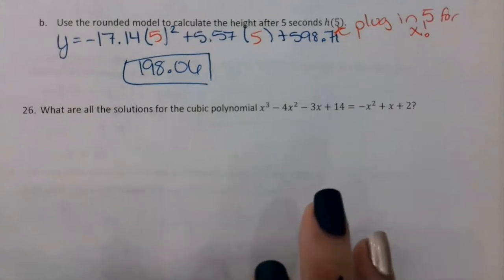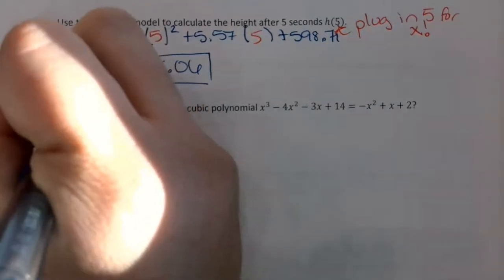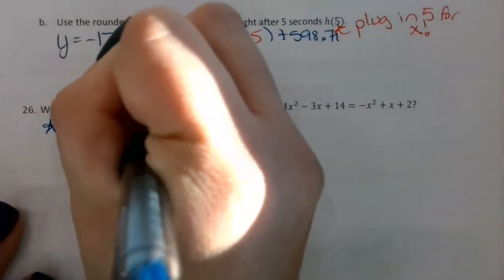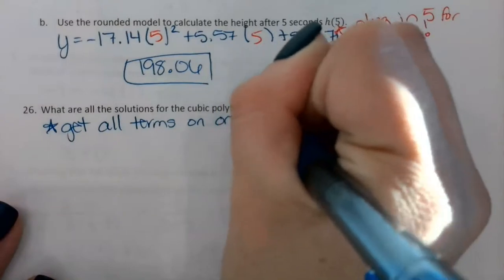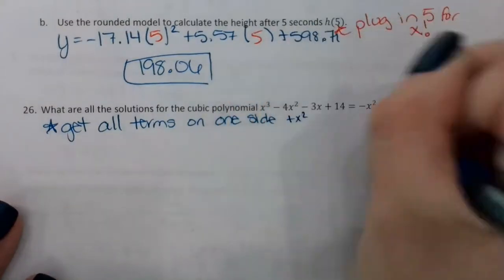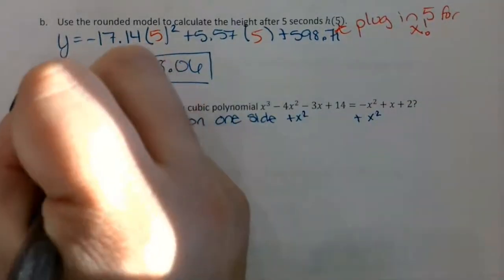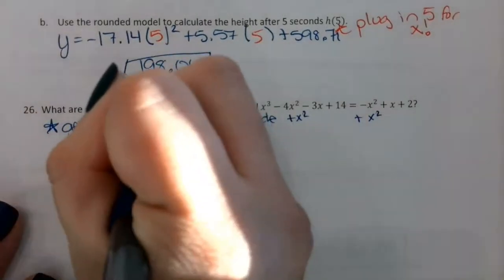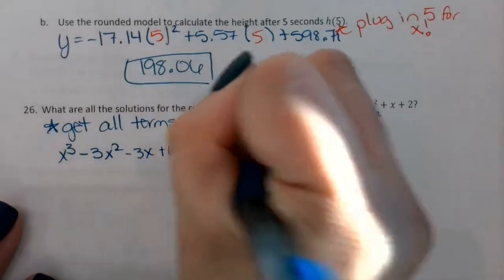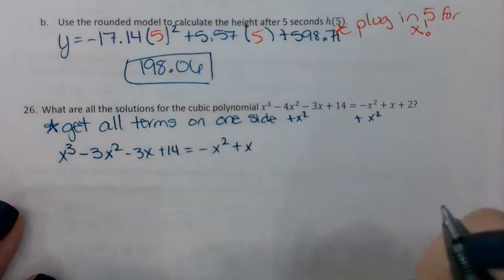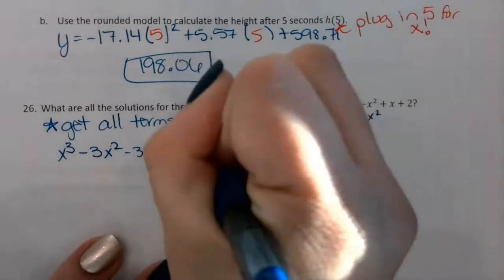Okay. Number 26 wants me to find all the solutions to this cubic polynomial. What I need to do is get all my terms on one side. So I want to add x squared to both sides. So I have x cubed, negative 4x squared plus x squared is negative 3x squared, minus 3x plus 14 equals x plus 2. My bad.